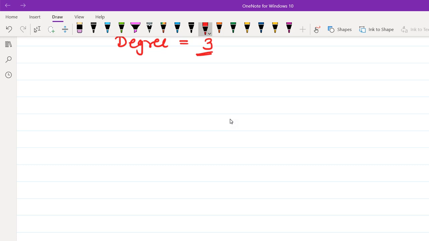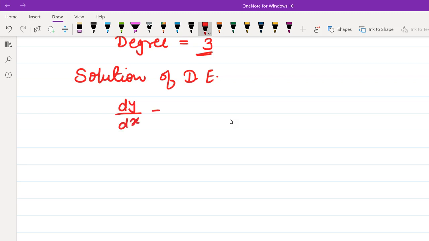Now let us proceed ahead and understand what we mean by the solution of a differential equation. Now students, we all know that a differential equation is an equation in which derivatives are present. Solving a differential equation means we have to get the equation for y which satisfies the given differential equation. For example, suppose I have dy by dx equals cos x.